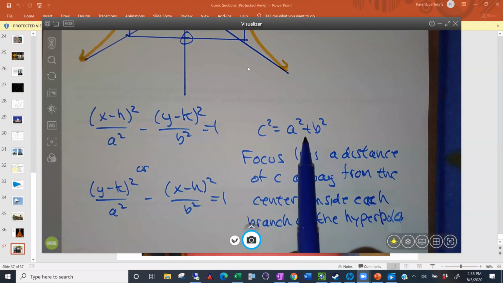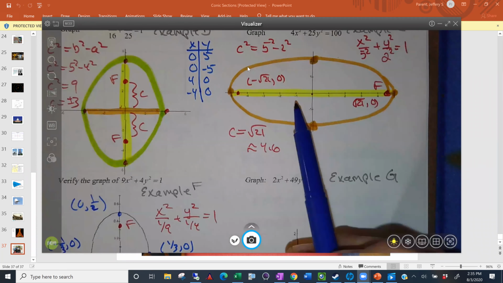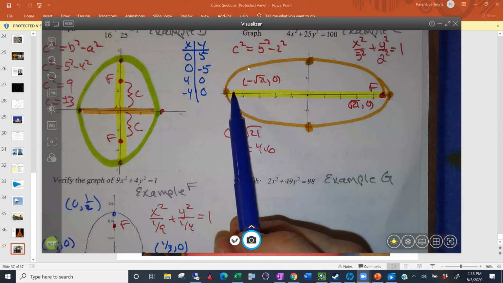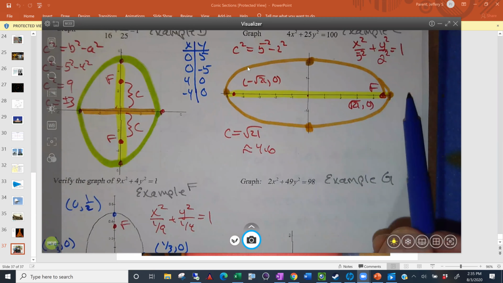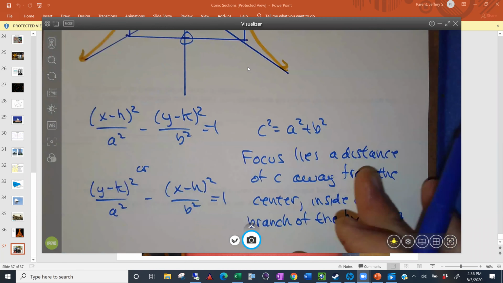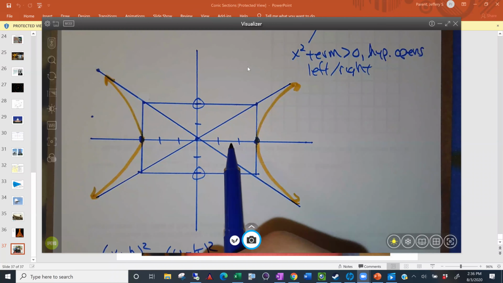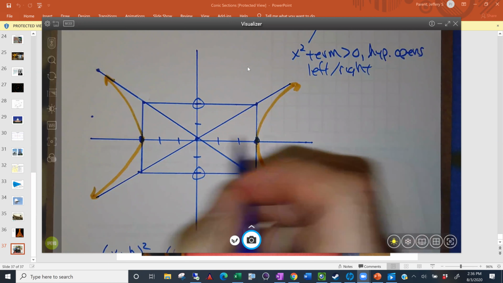This is really close to what other formula? Looks very close to your formula for an ellipse, right? Now here's the thing. If you use the wrong formula, your foci are going to end up in places that you don't want them. If you use the wrong formula for the ellipse, then your foci are going to land outside of the ellipse. That can't happen. Conversely, if you use the wrong formula here, your foci will end up inside the hyperbola. And that can't happen. Your foci should be out here and out here.